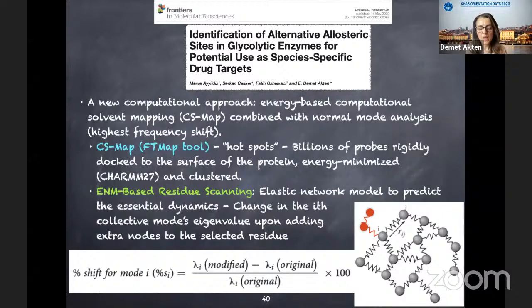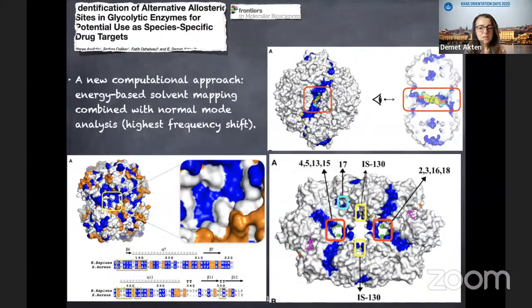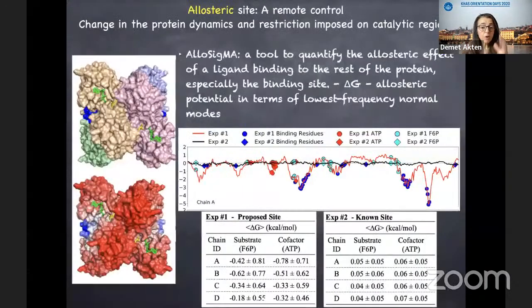When we combine hotspots and ENM-based residue scanning, this is what we achieve in the end. These are the ones with the lowest energy and also the highest frequency shift. Okay, and for phosphofructokinase, pyruvate kinase and the third enzyme, as circled in these pictures, we identified very important allosteric sites next to the known experimental binding sites. And we want to make this comparison: how does our proposed site have this allosteric effect as opposed to the known experimental binding sites or allosteric sites?